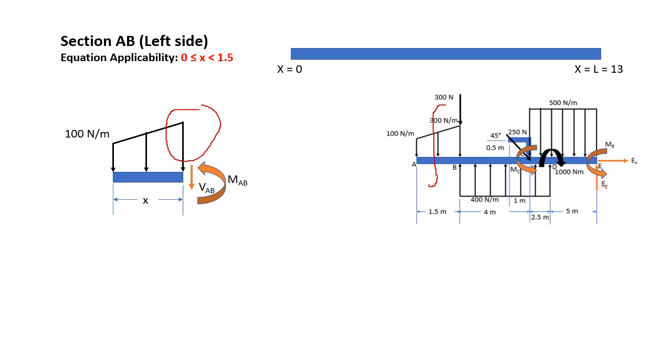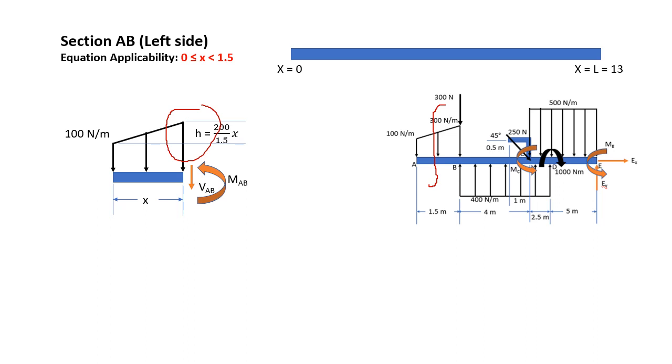So since we use the left side of the section, we would put a downwards shear force and a counterclockwise moment. We will label that as VAB and MAB. So take note that this should always be your assumption if you're using the left side of the section. Now, as I've said earlier, the height of your trapezoid in your section is not 300 Newton per meter because we sectioned in between A and B. So the height, as we have solved in class, is 200 all over 1.5x.